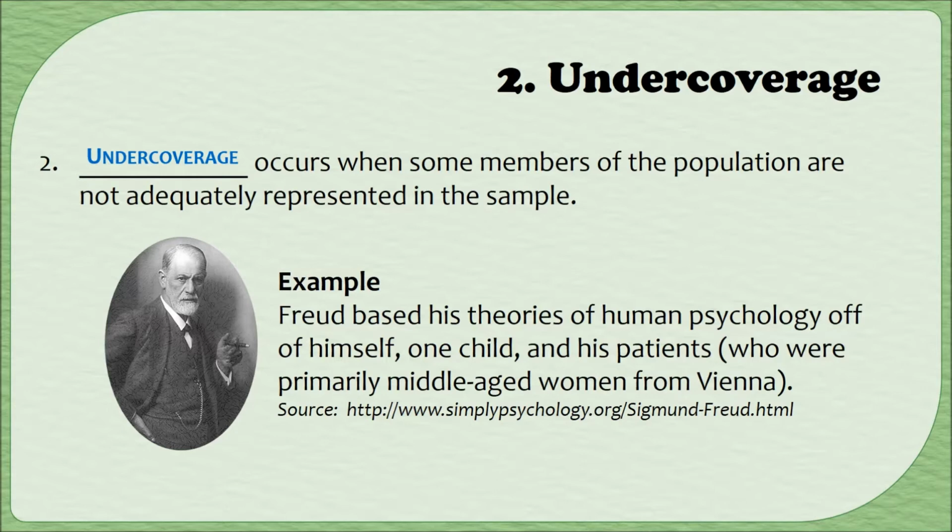So the people that Freud studied were from a very particular culture and age group, and that's going to change the result of the study. I mean, the only adult male that he used was himself, and really that's going to create a bias. So there were people in the human population that were not adequately represented in Freud's study, and that's resulting in an undercoverage.